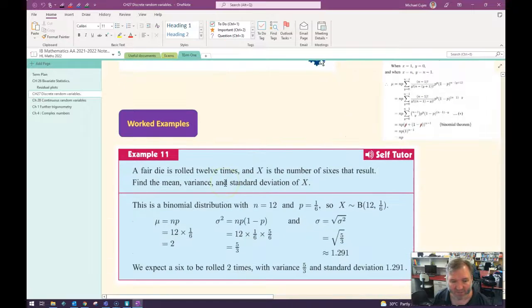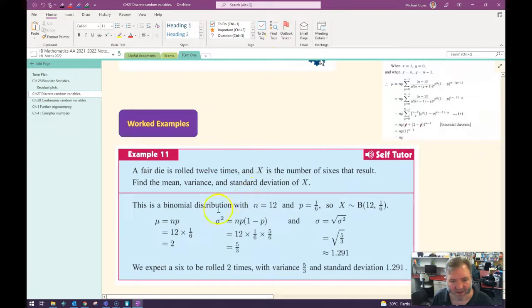But let's just do an example to finish us off here and see what we mean by that. A fair die is rolled 12 times. I assume it's a standard 6-sided die. X is the number of 6s that result. Find the mean, variance, and standard deviation. Well, the probability of rolling a 6 is 1 out of 6. So to find the mean, I take 1/6 times 12, because I did it 12 times. Probability times the number of trials. I'm expecting 2 6s on average from my 12 rolls.